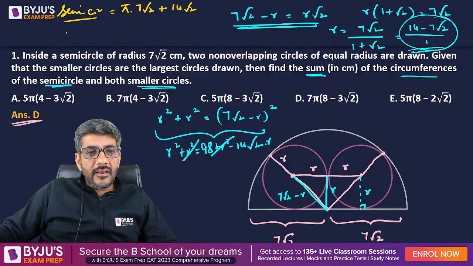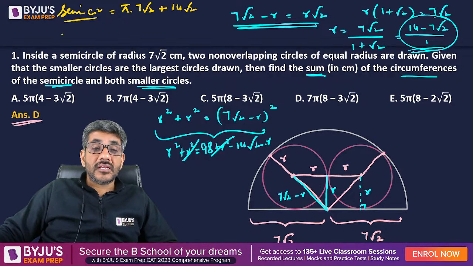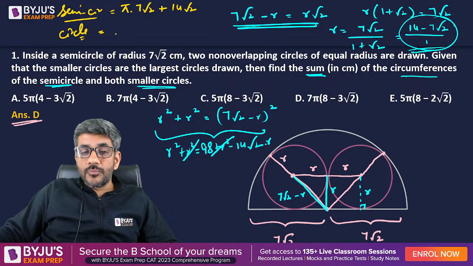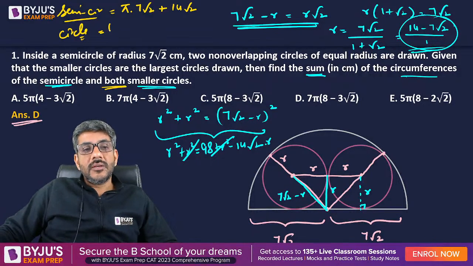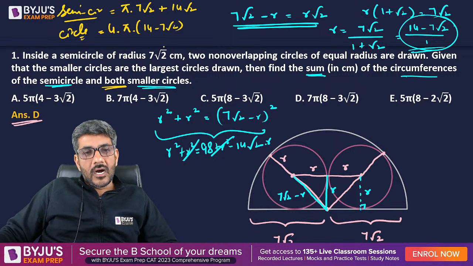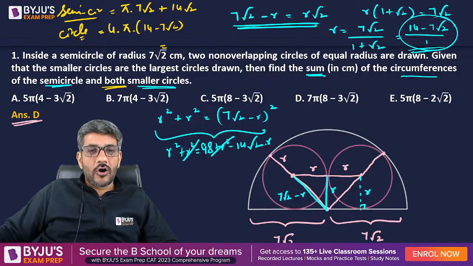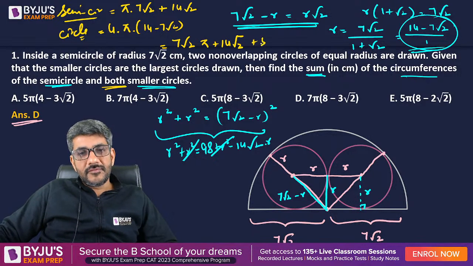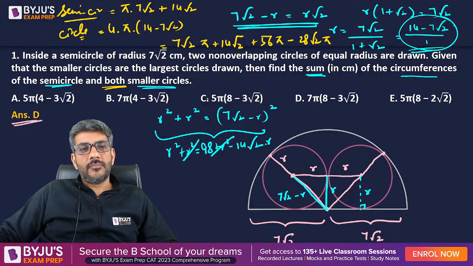Okay, and what is the circumference of the circle now? The circumference of the circle is equal to 2 pi r, but there are two circles, so it becomes 4 pi r. So 4 into pi into 14 minus 7 root 2. Now let's add both of these. So how much do we get? We get 7 root 2 pi plus 14 root 2 plus 56 pi minus 28 root 2 pi.